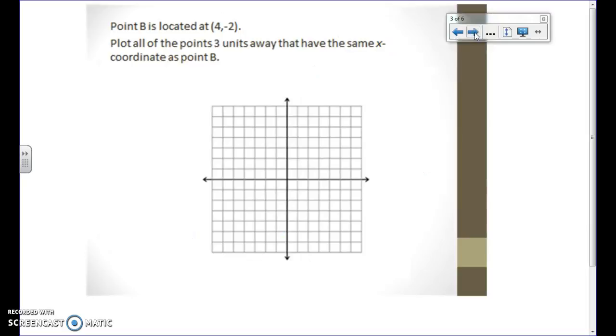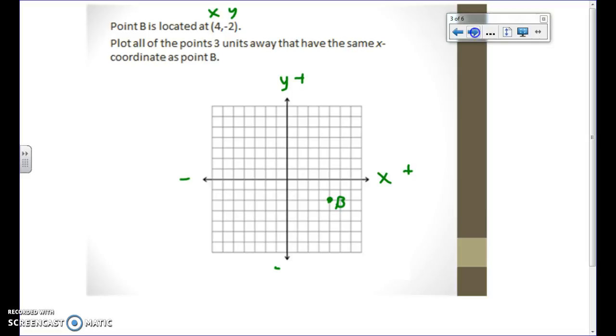Let's do another example, kind of like that one. And in this case, we have point B at 4, -2. So again, I have the x and y axes, the positive sides and the negative sides. And I'm going to plot point B at 4 in the x direction and -2 in the y direction, right there. And we're going to call him point B.